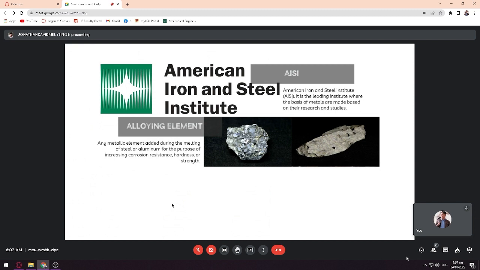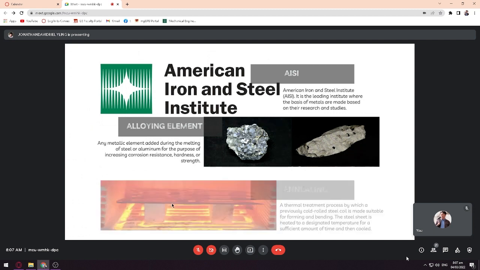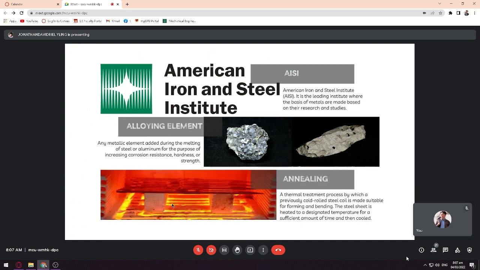Next is the alloying element. An alloying element is any metallic element added during the melting of steel or aluminum for the purpose of increasing corrosion resistance, hardness, or strength. Next is annealing. Annealing is a thermal treatment process by which a previously cold rolled steel coil is made suitable for forming and bending. The steel sheet is heated to a designated temperature for a sufficient amount of time and then cooled.